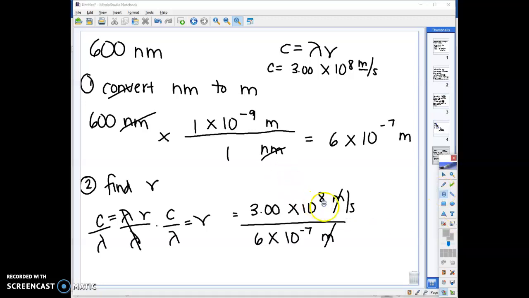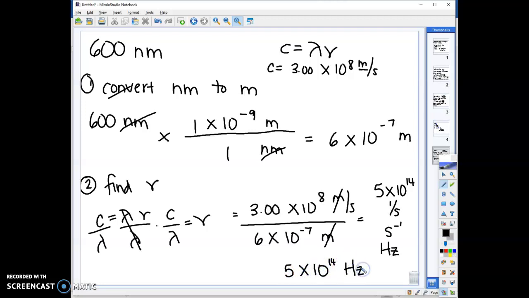and so when I solve that, I get 5 times 10 to the 14, and the unit that I have there essentially is 1 over s, because I've canceled out the meters, but I haven't done anything with my second there. Well, that can also be written as s to the negative 1, which is the same thing as hertz. So essentially, I have an answer that is 5 times 10 to the 14th hertz. And that is my frequency.